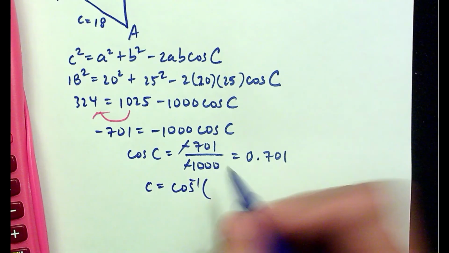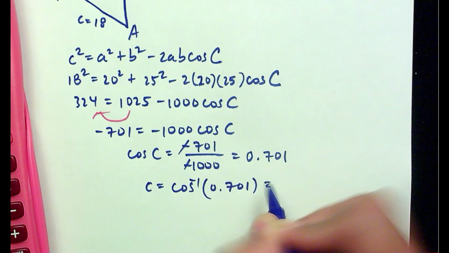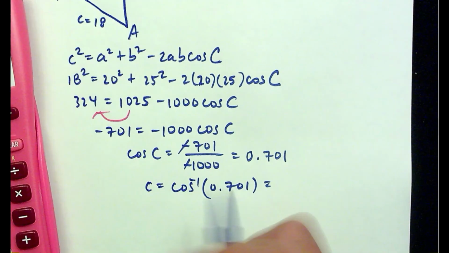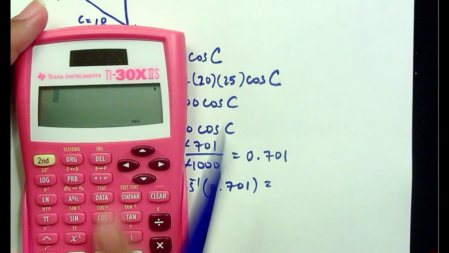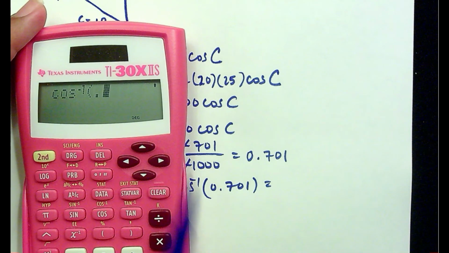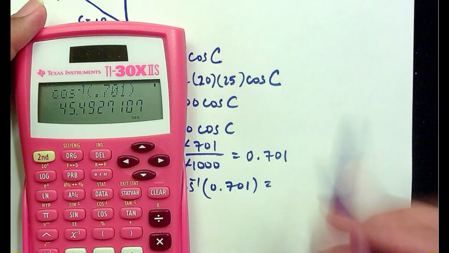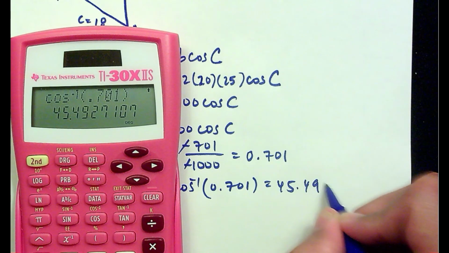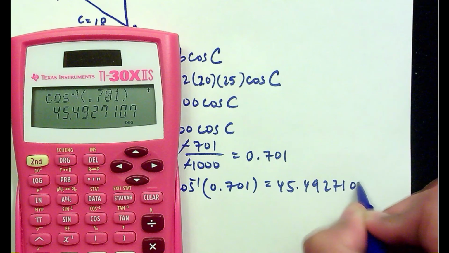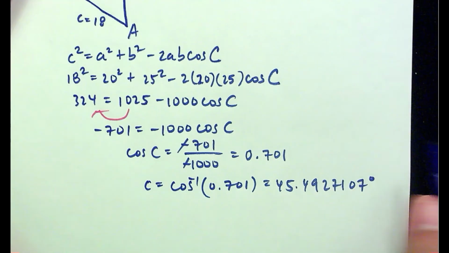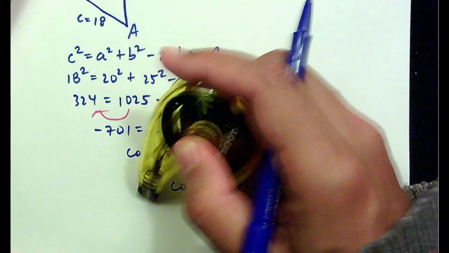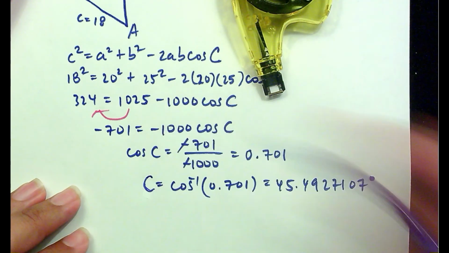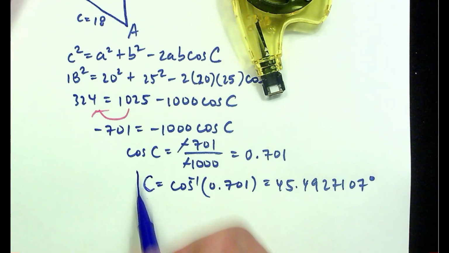Cosine inverse of 0.701, which is 45.4927107 degrees. Okay, this is capital C. I need to make that bigger. Okay, so this is capital C.